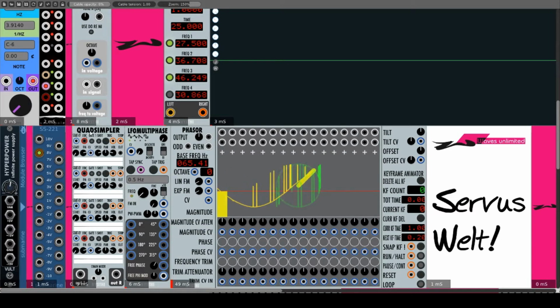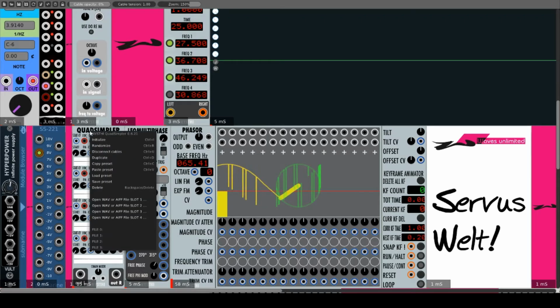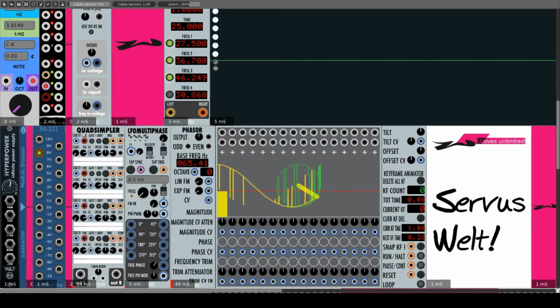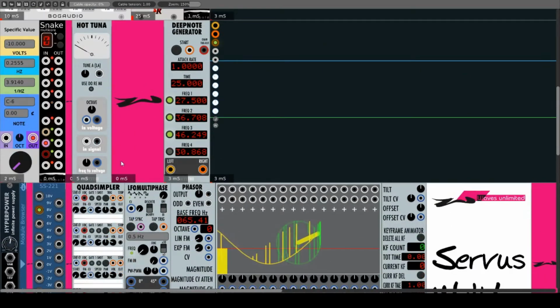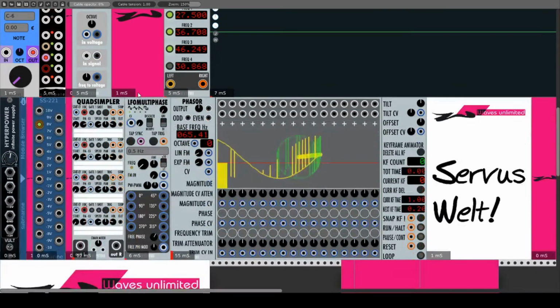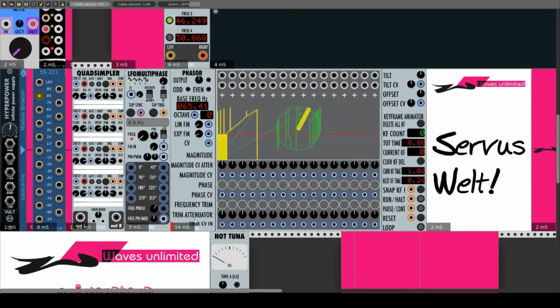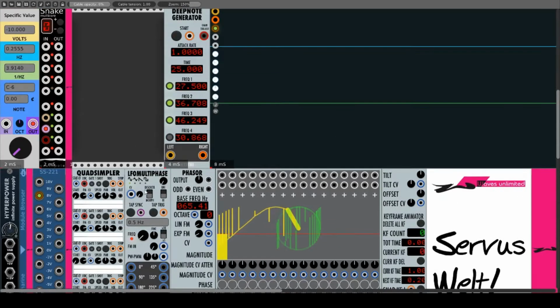Since sampling is not our topic today, I did it in the background and already loaded the file into the quad sampler. We'll get to that in a moment. First of all, I'm still at the deep note generator, and so I'm not giving up using it elsewhere. I let myself be carried away to the saying that you can create drums with every module, so why not with this one as well?